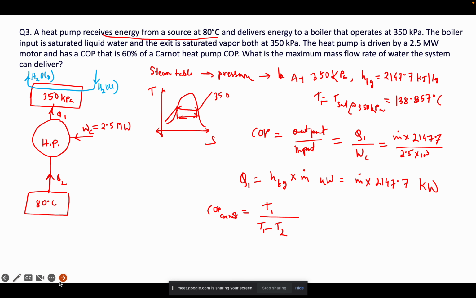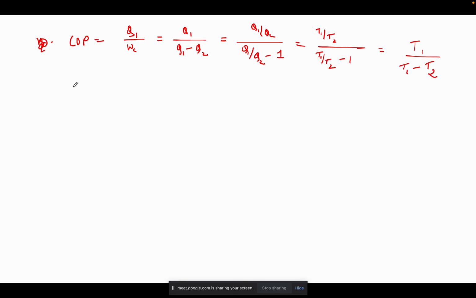So here we can put it, COP Carnot is equal to T1 by T1 minus T2. Now our COP, the COP of our heat pump, is what? 60%, that is 0.6. Is it 60%? Yeah, 0.6 into T1 by T1 minus T2. Okay, so now we have got everything.